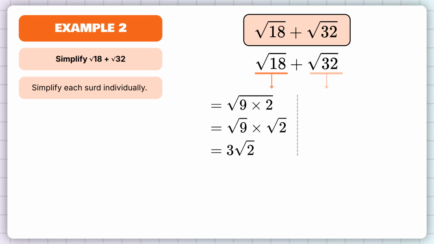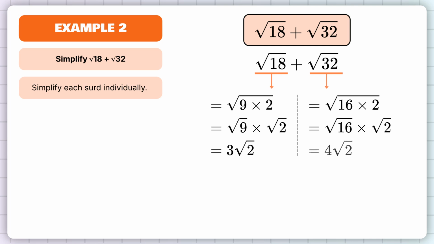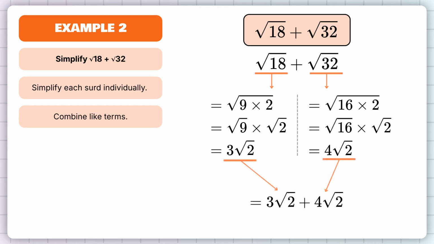Secondly, we can simplify root 32. First, write this as root 16 times 2. We can then write this as root 16 times root 2. Since root 16 is equal to 4, we therefore get 4 root 2. Now that we have simplified both parts of the initial expression, we can combine the like terms. 3 root 2 plus 4 root 2 is equal to 7 root 2, since root 2 is involved in both parts. Thus, root 18 plus root 32 simplifies to 7 root 2.